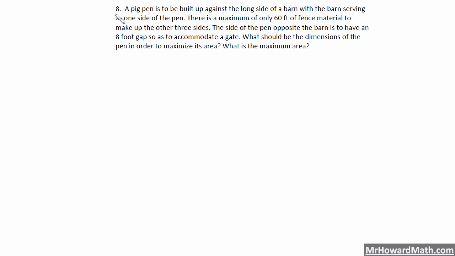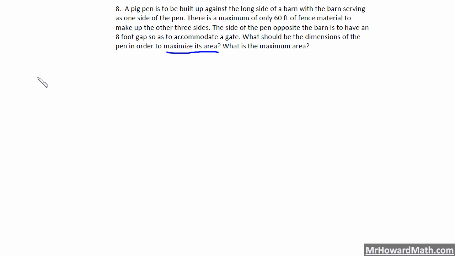Okay, so we have question 8. A pig pen is to be built up against the long side of a barn, with the barn serving as one side of the pen. There is a maximum of only 60 feet of fence material to make up the other three sides. The side of the pen opposite the barn is to have an 8-foot gap so as to accommodate a gate. What should be the dimensions of the pen in order to maximize its area? Okay, so we're going to maximize the area. What is the maximum area?